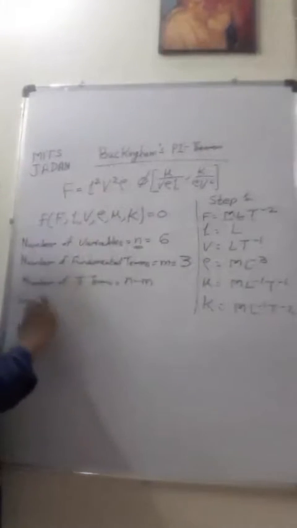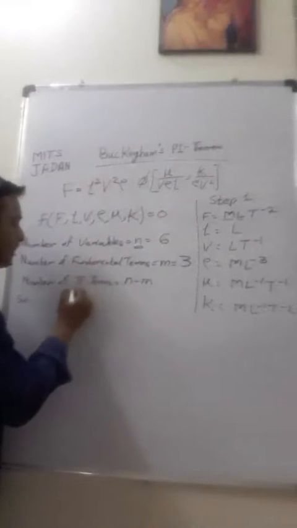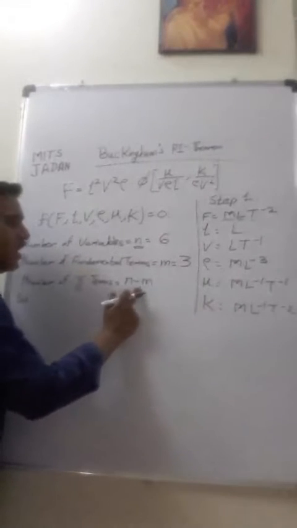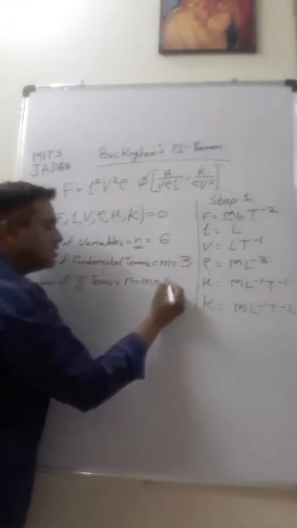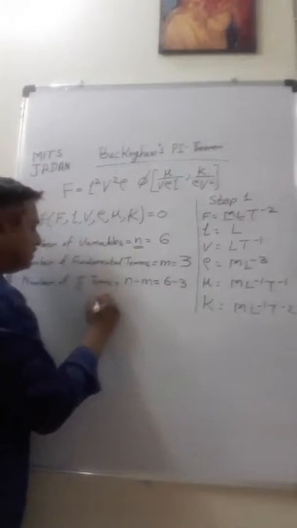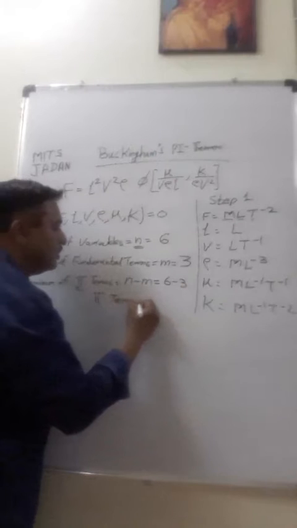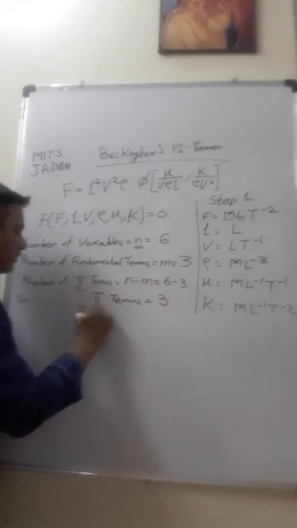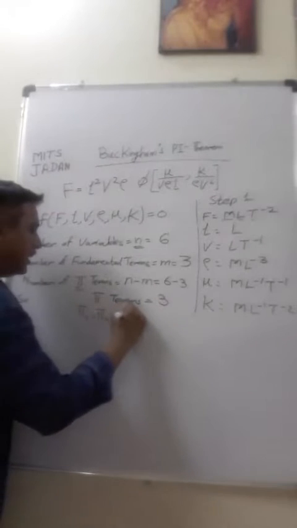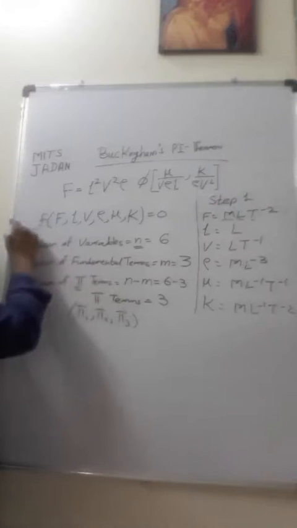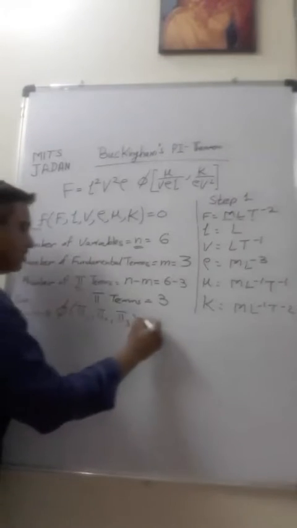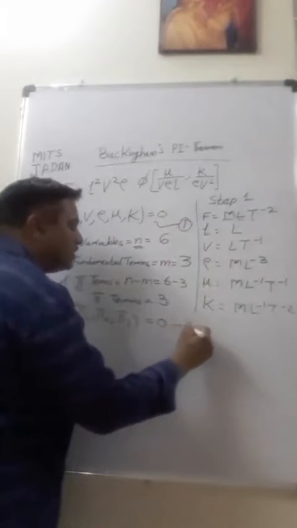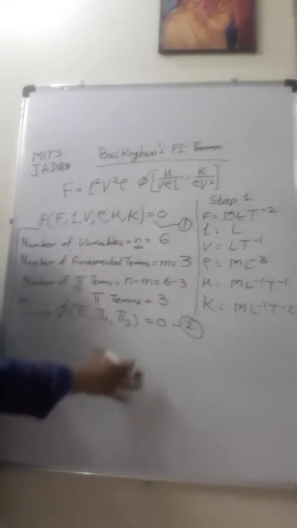Now in the Buckingham pi theorem, the number of pi terms is equal to the total number of variables minus the number of fundamental terms, that is n minus m. So it is 6 minus 3. Therefore pi terms will be equal to 3. Three pi terms will be there, named pi 1, pi 2, pi 3, and we will write this equation now in this form: function equals 0. This is your equation number 1, and this will be your equation number 2. So this is how we will start.